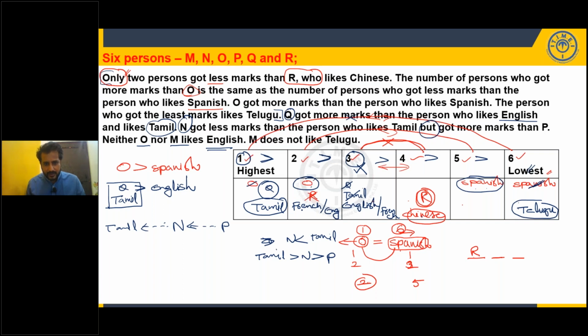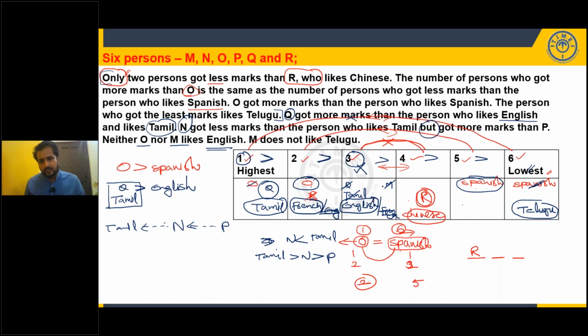So here O, earlier we have written French or English, but it is known O does not like English. So here it will not be English, so it must be French. So when O likes French, definitely whoever the person here, it will be definitely English. But M does not like English. So here who will not come? M will not come. Okay.